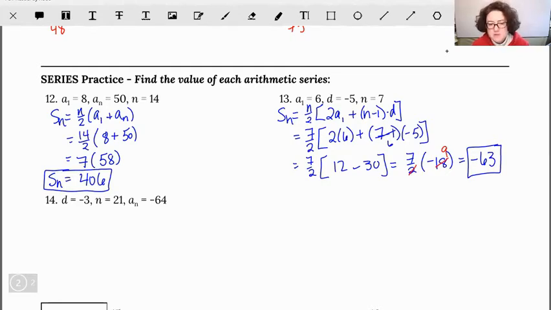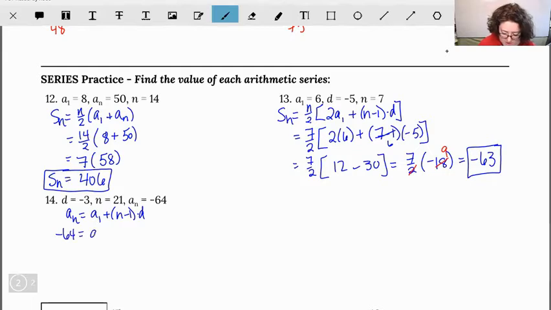So let's figure out what that first term is. Let's go back to our a sub n formula. So a sub n equals a sub 1 plus n minus 1 times d. If we're trying to solve for a sub 1, this would let us do that. We know a sub n is negative 64. We don't know our first term, but we do know our n is 21.